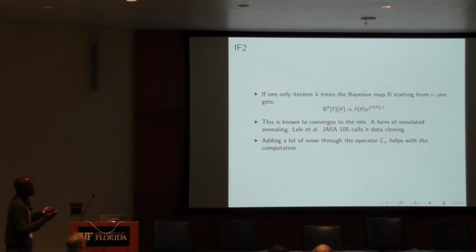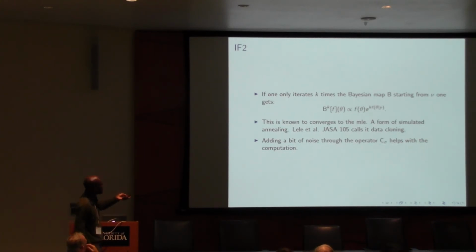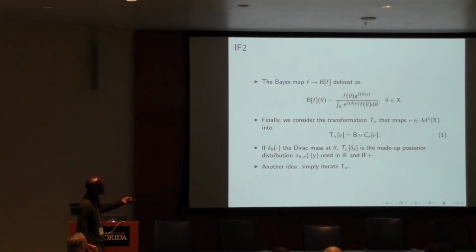And we call that iterated filtering 2. It's related to this thing that these people call data cloning. What they do is essentially, for example, if I just omit this convolution term here, and I'm just iterating my Bayesian map. So starting from F, I look at this, and I use this result as F, and do it again, and bring it back again as F.